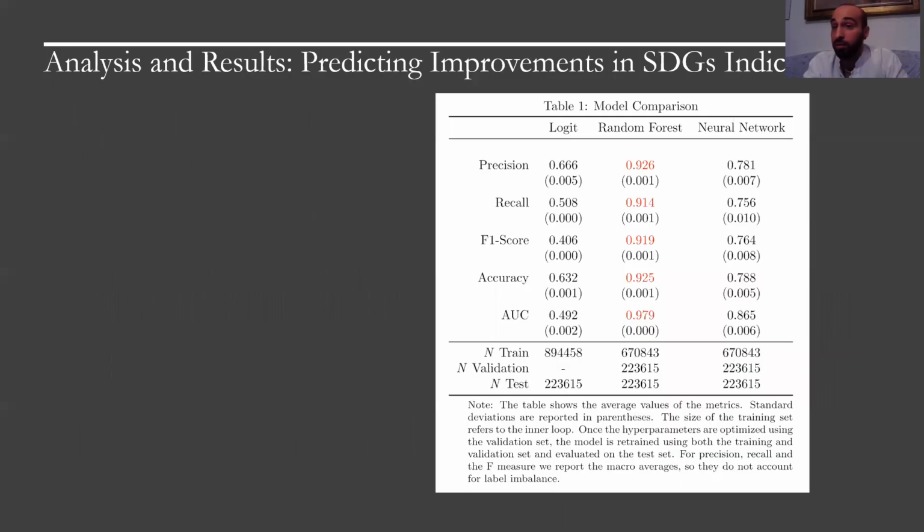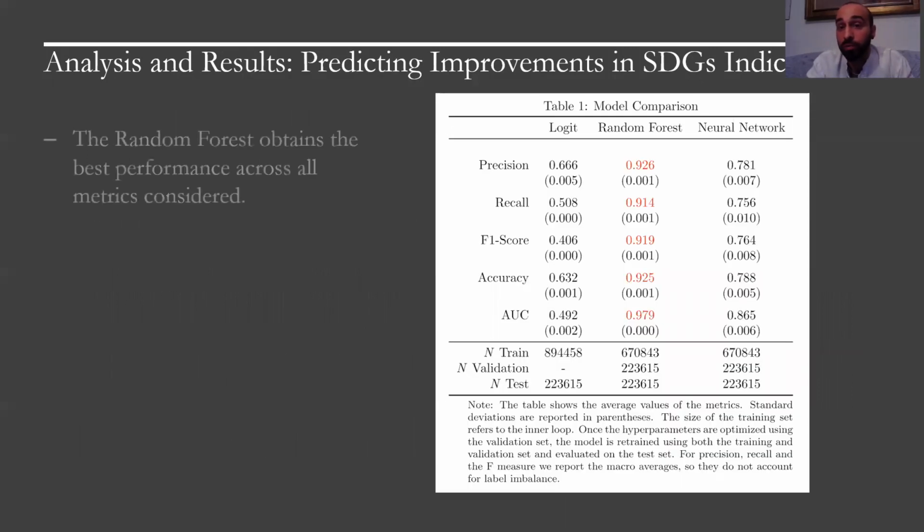Okay, here are the results of the model comparison. As you can see, the random forest outperforms the other 2 classifiers across all the metrics: precision, recall, the F1 score, that is basically the harmonic mean between precision and recall, accuracy, and the area under the curve.